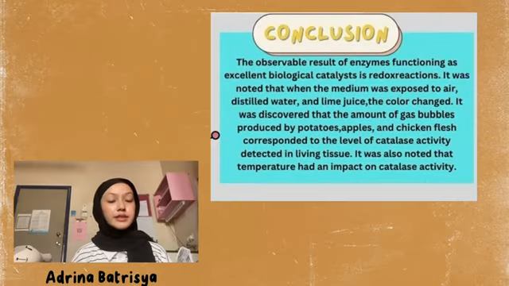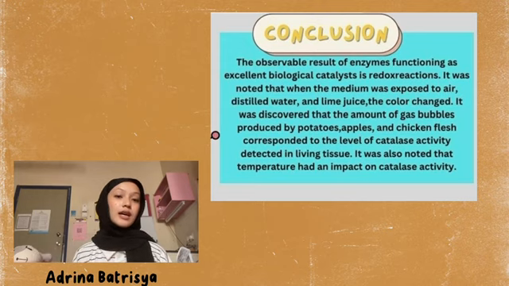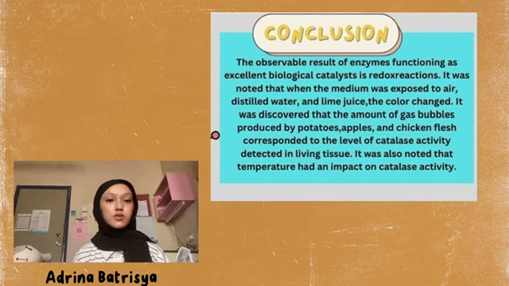For the conclusion of this experiment, the observable result of an enzyme functioning as an excellent biological catalyst is the redox reaction. It was noted that when the medium was exposed to air, distilled water and lime juice, the color changed. It was discovered that the amount of gas bubbles produced by potatoes, apple and chicken flesh corresponded to the level of catalyst activity detected in living tissue. It was also noted that temperature had an impact on catalyst activity.